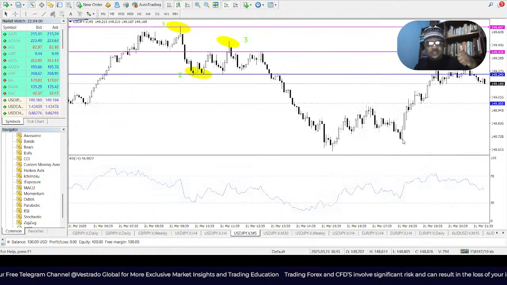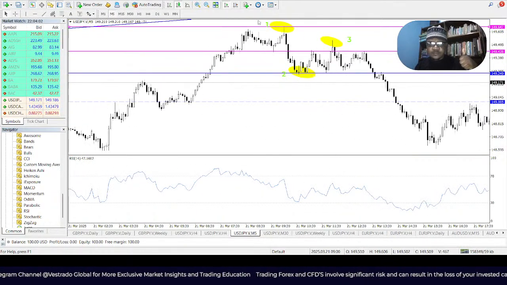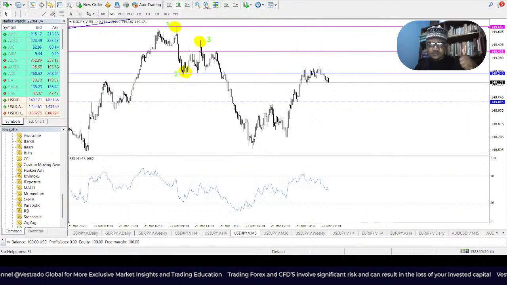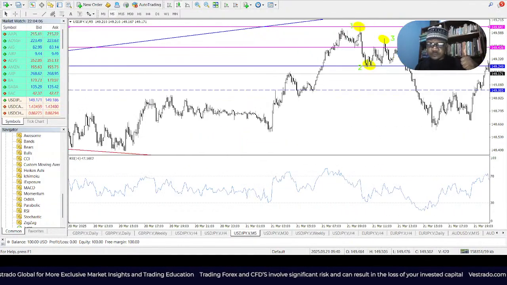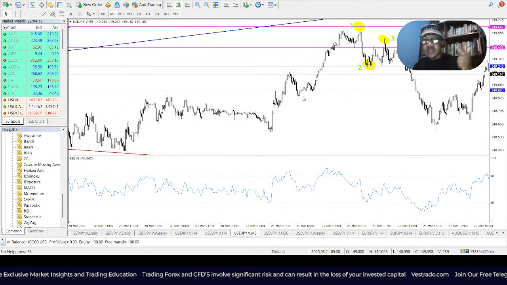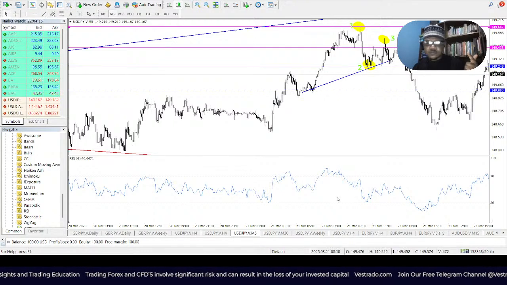That's one. Second, were there overbought levels? Yes. Nice overbought level right there on RSI. Is there divergence? Yes. RSI negative divergence. We drew that.